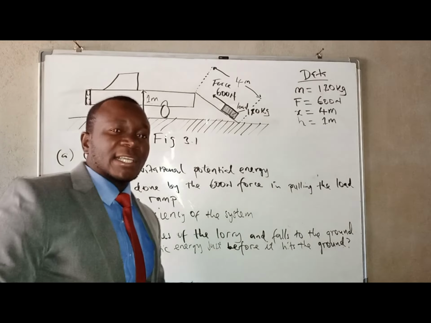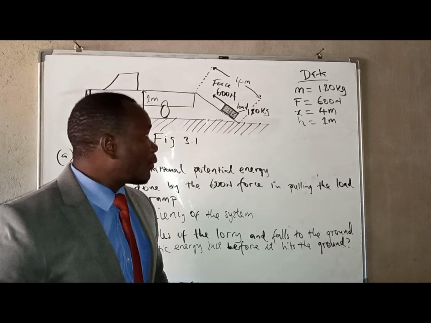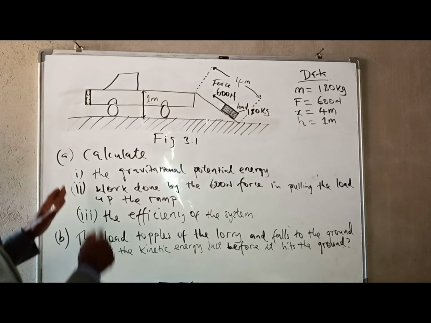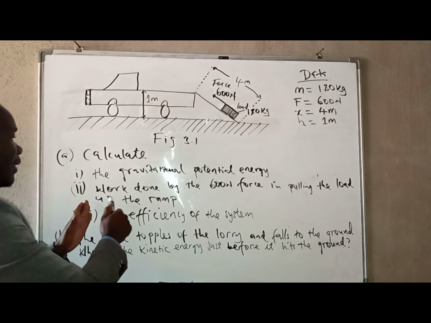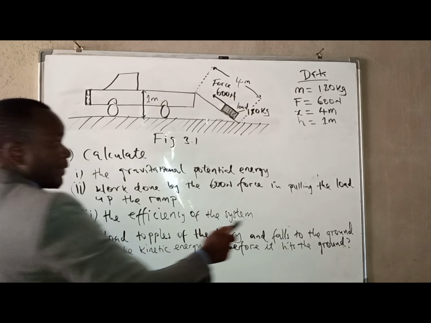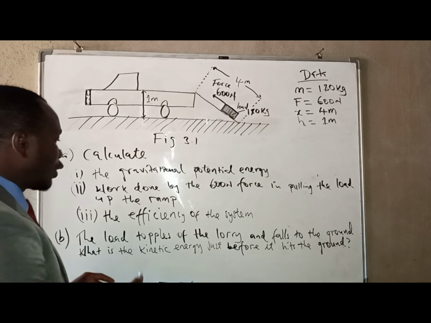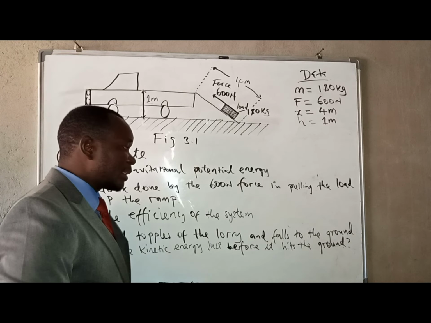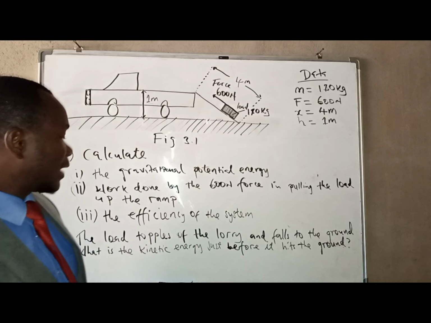Now, having collected the data, we need to look at the questions to be solved. For part A, we have been told to calculate the gravitational potential energy, then the work done by the force in pulling the load up the ramp, and then also find the efficiency. And for B, if the load topples off the lorry and falls to the ground, what is the kinetic energy just before it hits the ground? So these are the questions that we're going to handle. Now, let us proceed as follows.